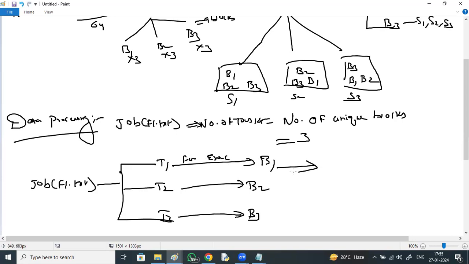Who can execute the T1 task here? S1. All the 3, yes: S1, S2, S3. Not only S1, right? S1, S2, and S3 can all execute it. Here also S1, S2, and S3. All these 3 can execute.